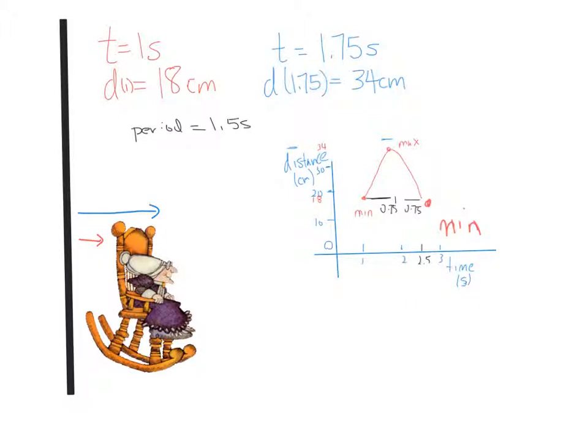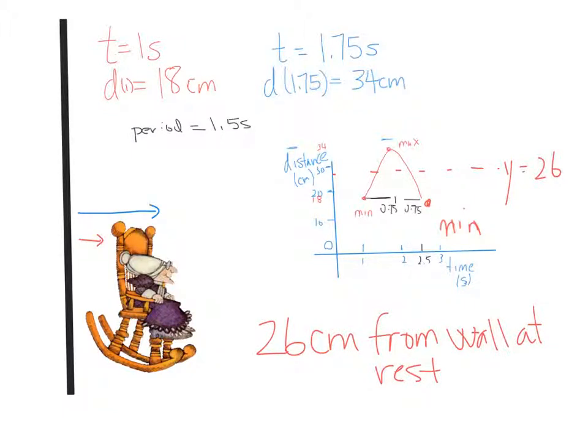Looking at our graph, our maximum is 34 and our minimum is 18. So the axis is going to be in between those. The difference between 18 and 34 is 16, and that means the amplitude would be 8. So 8 up from 18 would be 26. So I'm going to draw a line at approximately 26 that will cut the curve in two. This is y equals 26, and that would be our equation of the axis. It would be 26 centimeters from the wall. Like I said, it'll be 26 centimeters from the wall when the rocking chair is at rest.